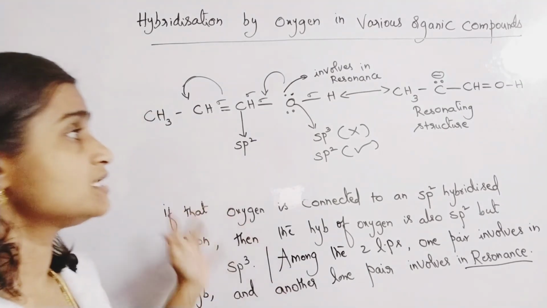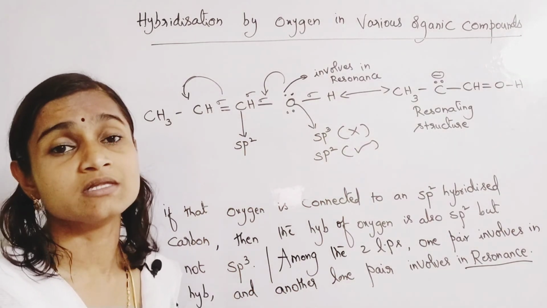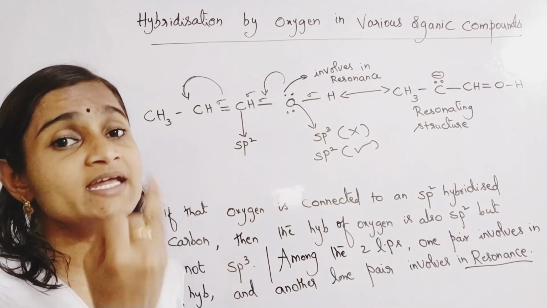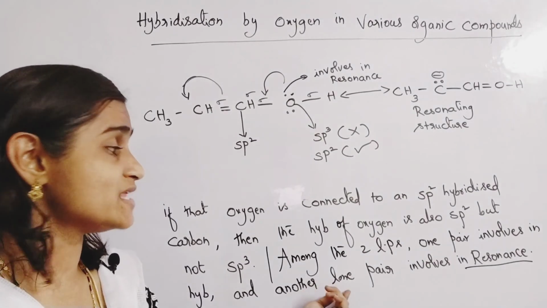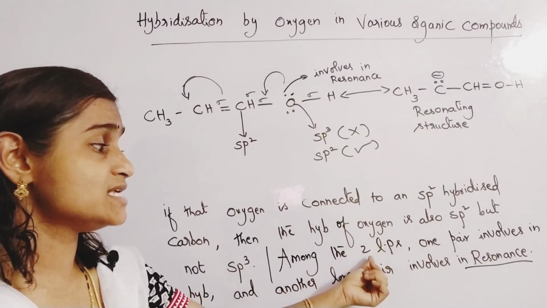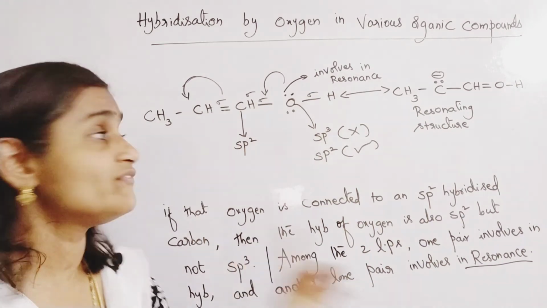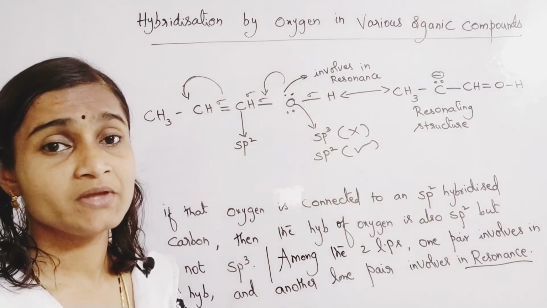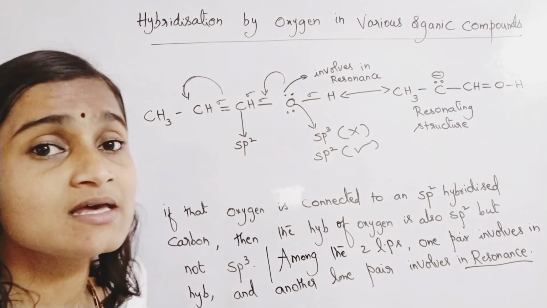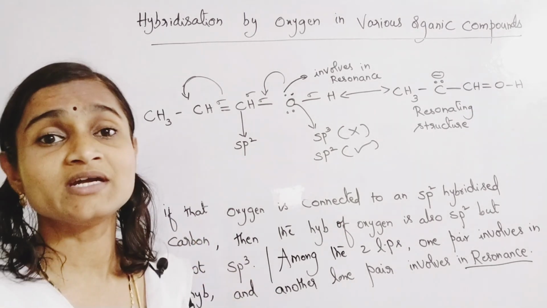So these are the different examples in which oxygen exhibits sp3 and sp2 hybridizations in various types of compounds, and this is a special case. Oxygen's hybridization is found to be sp2 only if it is connected with sp2 hybridized carbon. Please note these points, make notes of what all your teacher says.